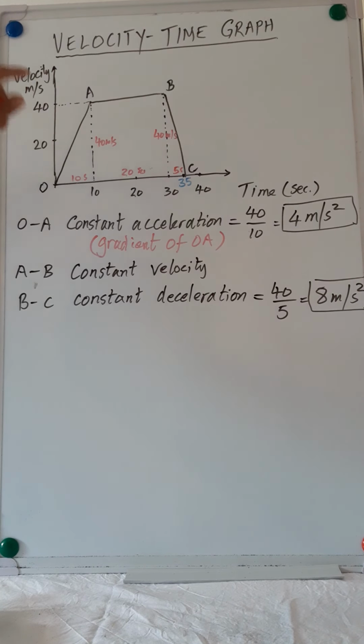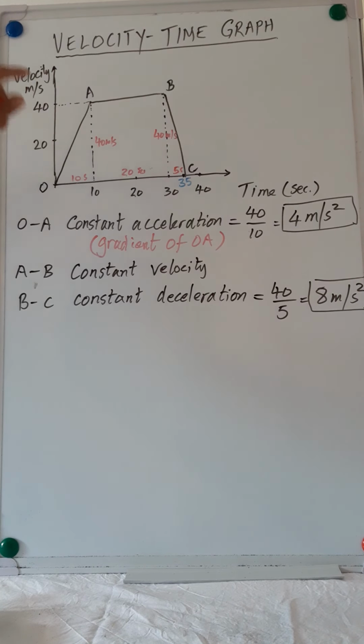Now, from A to B, distance is equal to area B. This is the area of a rectangle, where the area is base times height. The base is 20 and the height is 40, so it's 20 times 40, which is equal to 800. While it's accelerating, it travels a distance of 200 meters. While it's going at a constant speed, it travels a distance of 800 meters.